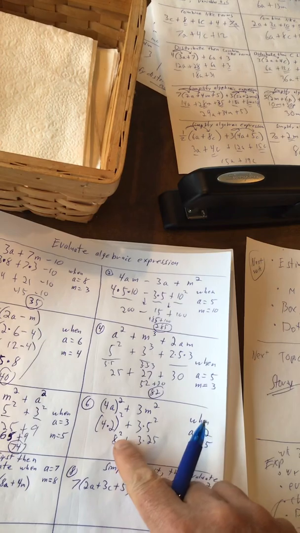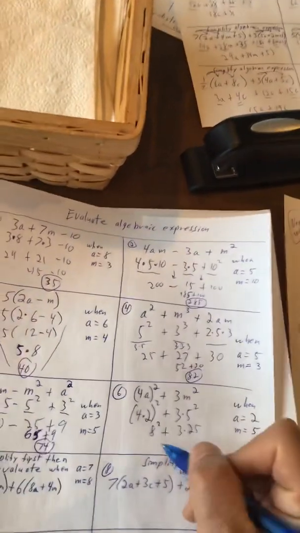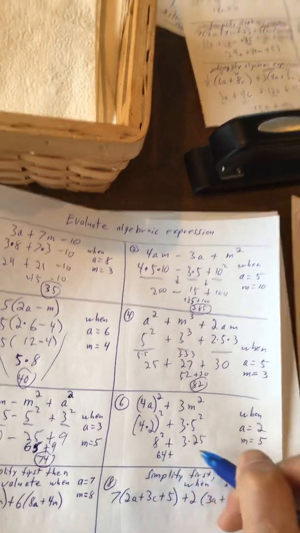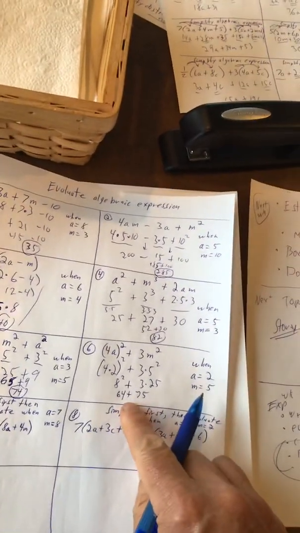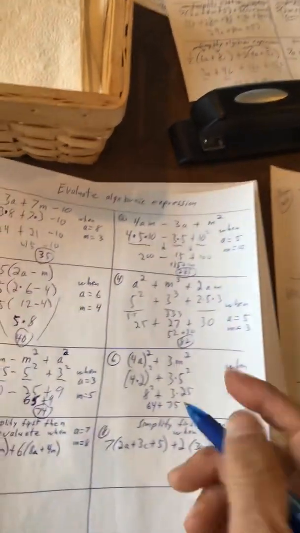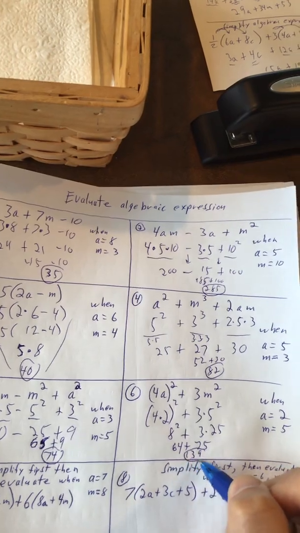Now you're going to do your power. 8 squared is 8 times 8, so you get 64. And 3/4 is 75 cents. You just add that up, and that's going to be 139 is your answer. If you run out of room, stick it over here.